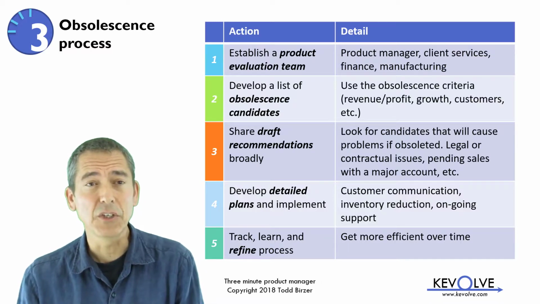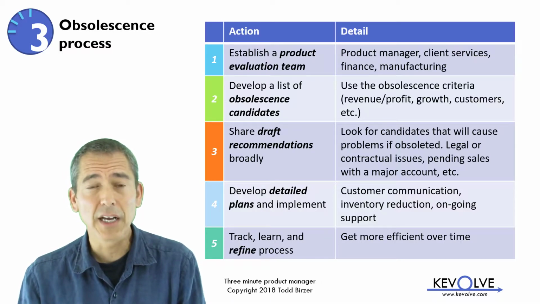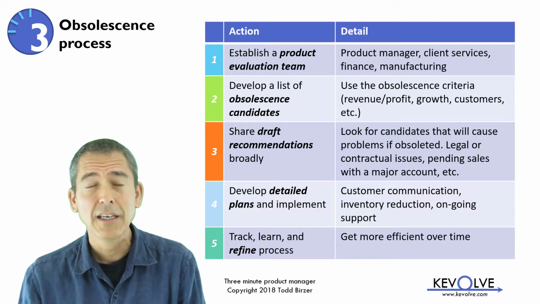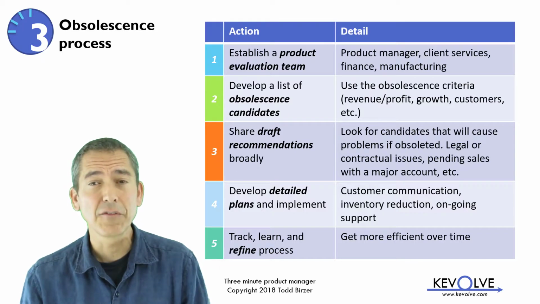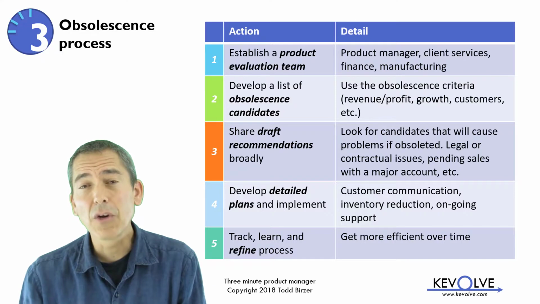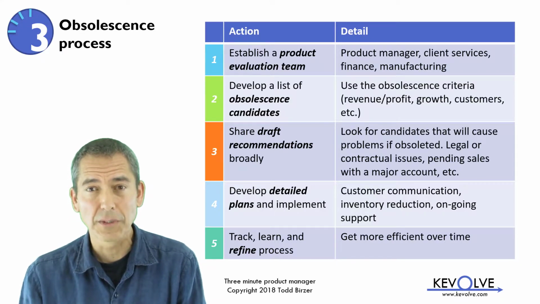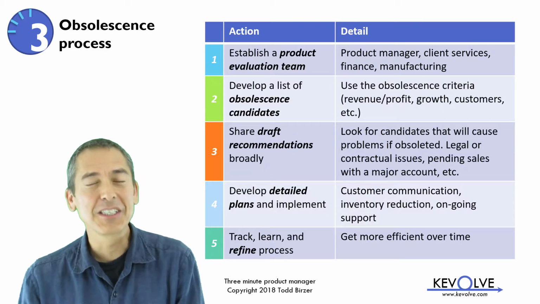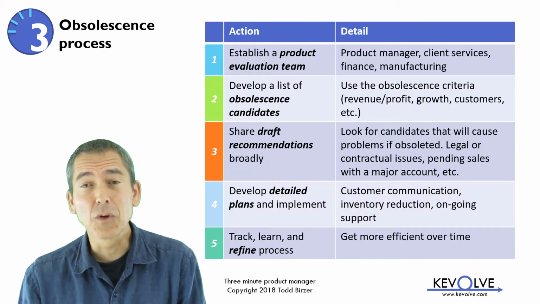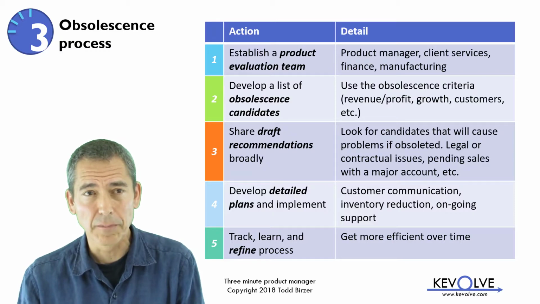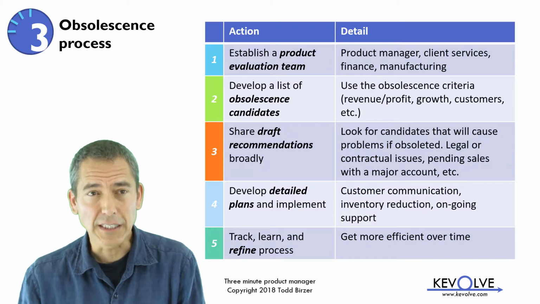And then you're going to need to develop your detailed plans for how to obsolete the products and go ahead and implement that. So there might be customer communication if somebody's still buying that product. If you've got inventory, you're going to have to figure out how to reduce and get rid of that inventory. There might be ongoing support. How are you going to support this product after you obsolete it and it's still being used by customers? And the 5th step is just one of those steps that we have as product managers for almost all our processes, and that is to track, learn, and refine the process. You just want to get better at this over time. So those are the 5 steps for obsoleting a product.